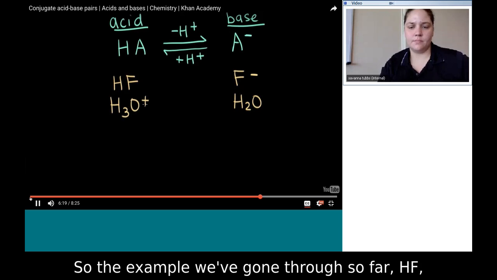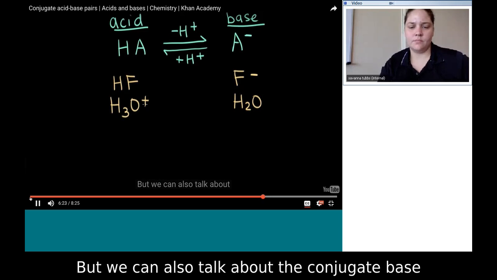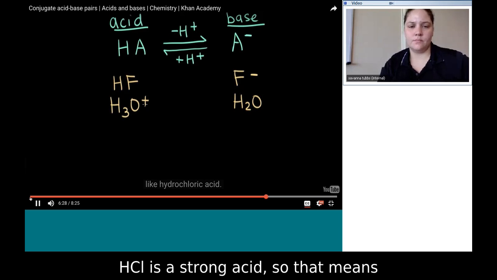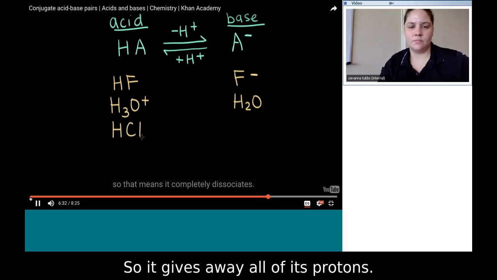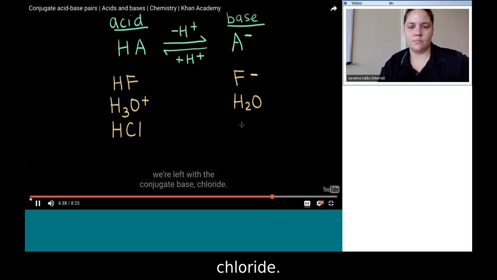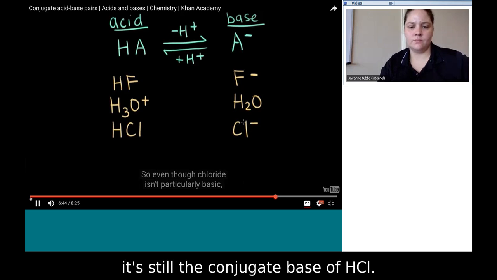The example we've gone through so far, HF, is a weak acid, but we can also talk about the conjugate base of a strong acid, like hydrochloric acid. HCl is a strong acid, so that means it completely dissociates. It gives away all of its protons, and when it does that, we're left with the conjugate base, chloride. So even though chloride isn't particularly basic, it's still the conjugate base of HCl.